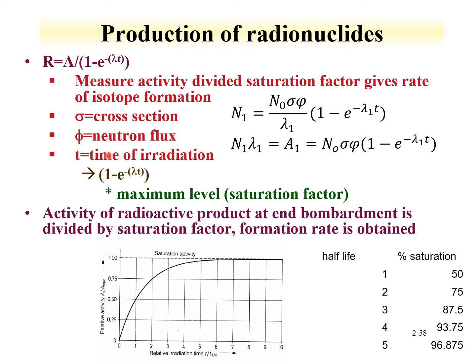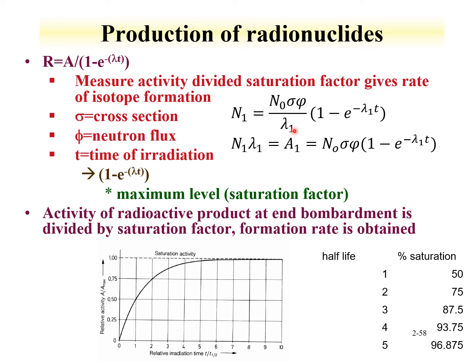Using the saturation factor, the number of product atoms produced is equal to the number of target atoms times the cross-section times the flux, as we discussed on the previous page, divided by the decay constant for the atom produced, times the saturation factor, 1 minus e to the minus lambda t, where lambda is the decay constant for the isotope produced. If the number of product atoms is known, the activity can be found by multiplying the number of product atoms by the decay constant.